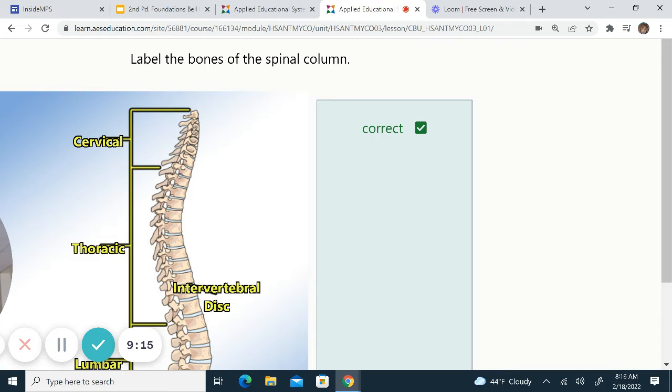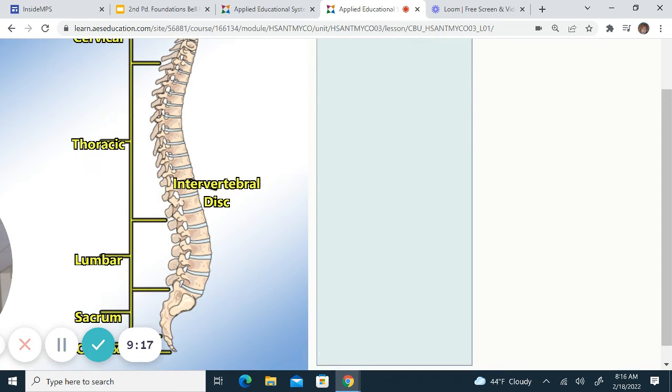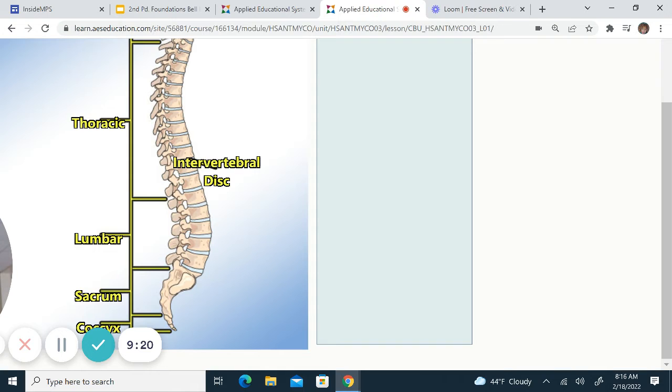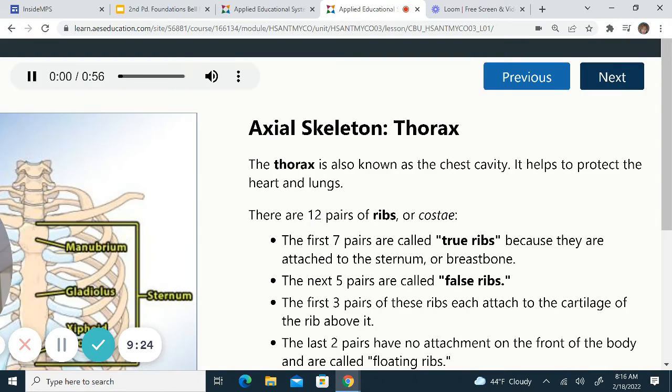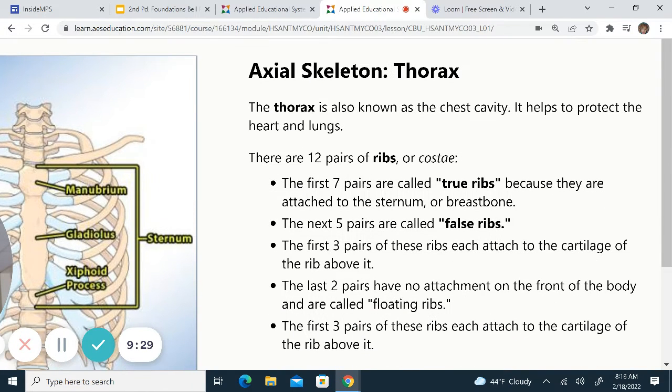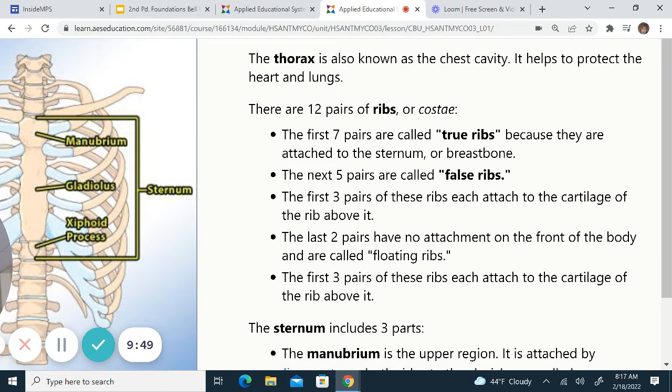Okay. So, like I said, you got your cervical, thoracic, you got your intervertebral disc, you have your lumbar, which is your lower back, your sacrum, and then you got your coccyx. Axial skeleton. All right. So, the thorax is also known as the chest cavity. It helps to protect the heart and lungs, which I think when we did medical terminology, I made y'all write that down anyway. So you have 12 pair of ribs or costae. So just know you have 12 pair of ribs.